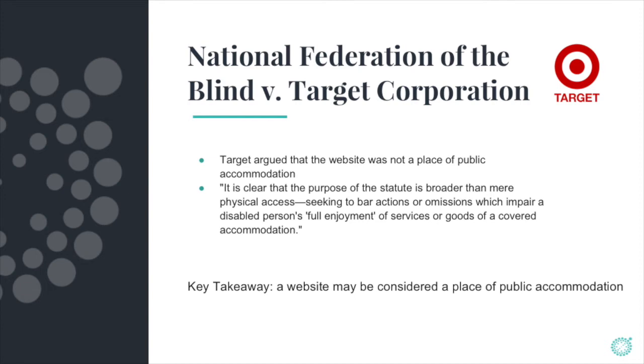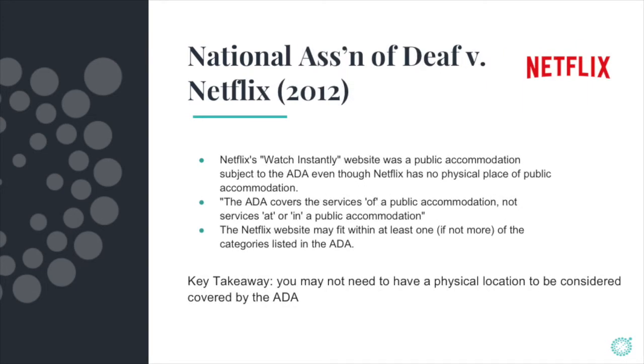This first one that we're taking a look at is the National Federation of the Blind versus Target Corporation. Initially, this case back in 2012, initially Target argued that the website was not a place of public accommodation. However, the court found it is clear that the purpose of the statute is broader than mere physical access, seeking to bar actions or omissions which impair a disabled person's full enjoyment of services or goods of a covered accommodation. Paul, I think the key takeaway is that a website may be considered a place of public accommodation. That's correct.